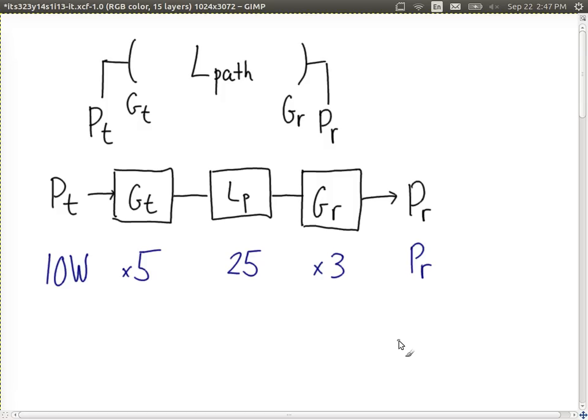We have an input of 50. The output will be 25 times smaller. Maybe I'll write that as divide by 25. A loss of a factor of 25 means that we'll divide the input by 25.